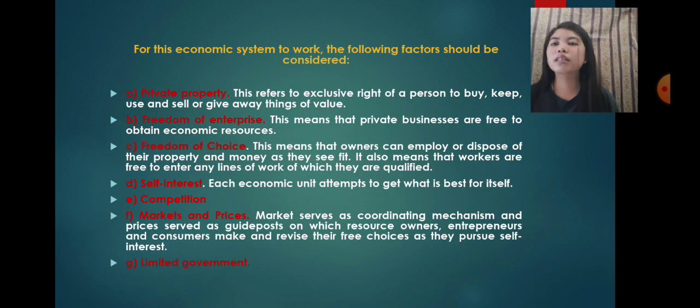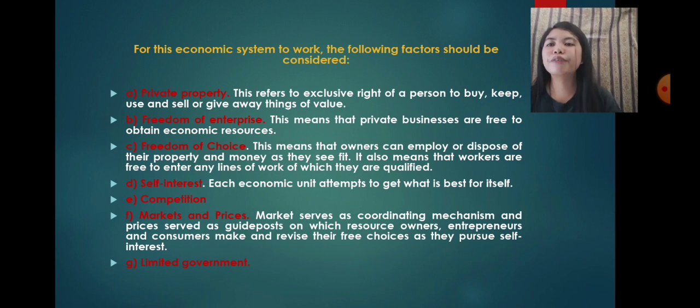So for this economic system to work, the following factors would be considered. First is private property. Private property refers to the exclusive right of a person to buy, keep, use, and sell or give anything of value. Just for example, there is a private compound owned by the business owner, or by a rich man.